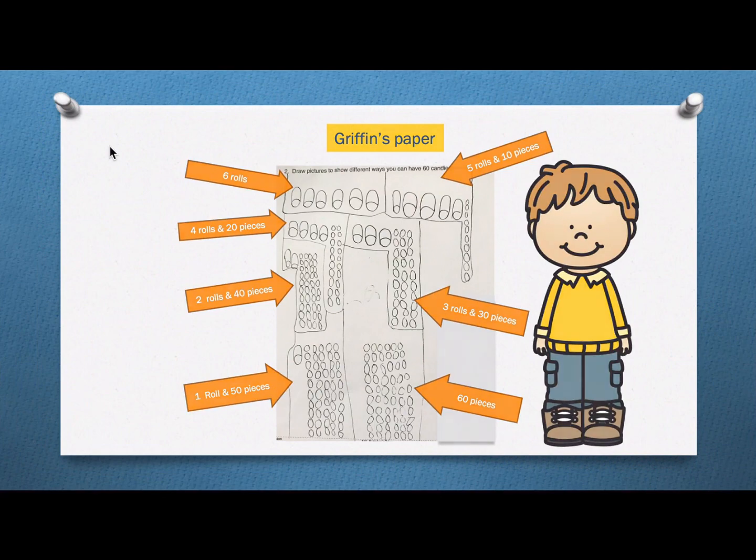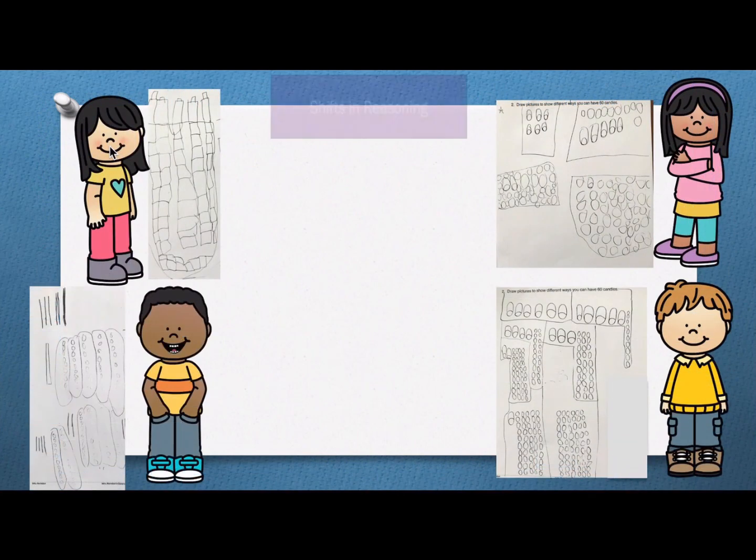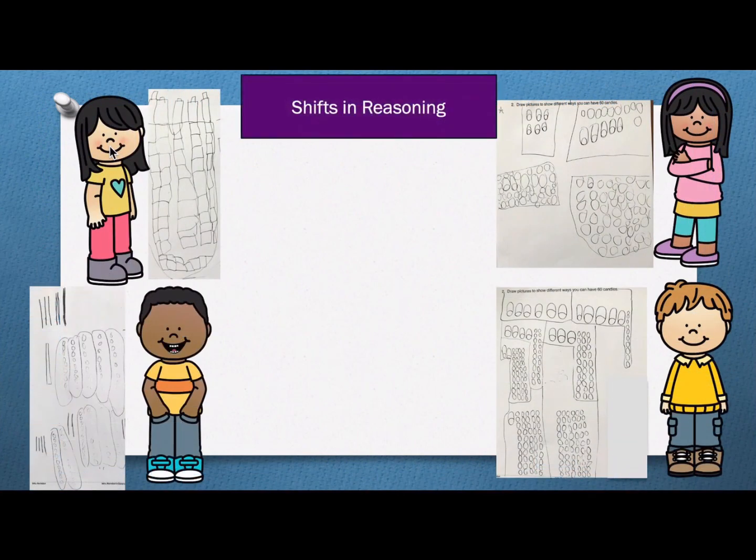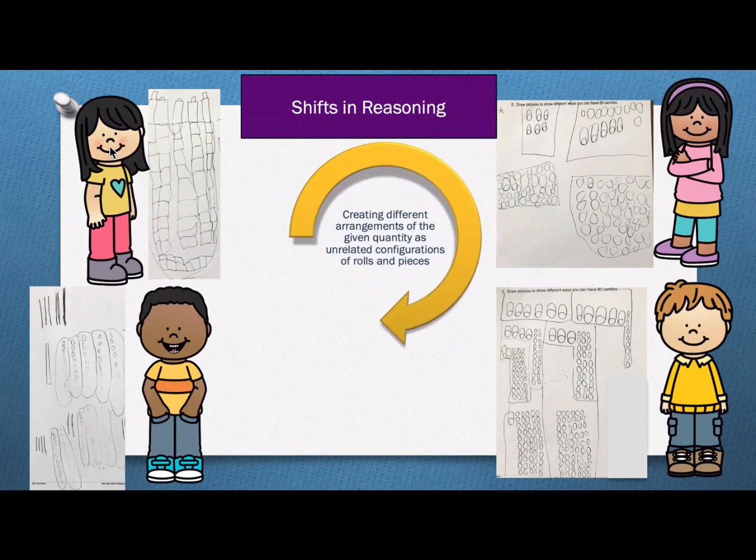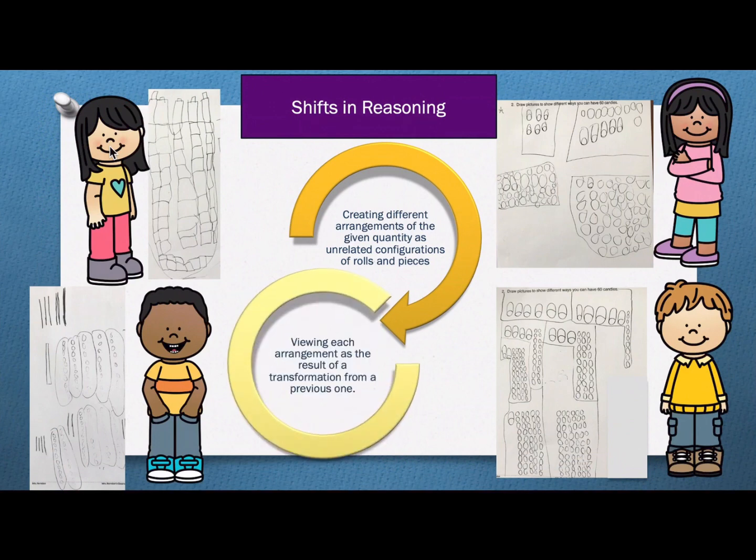What I want to convey by showing these children's drawings is the variety of sophistication that presumably reflects the way the child is thinking about the task. We know that as students work on tasks of this type, several shifts in their reasoning might occur. One shift is from creating different arrangements of a given quantity as unrelated configurations of rolls and pieces to viewing each arrangement as the result of a transformation from a previous one.